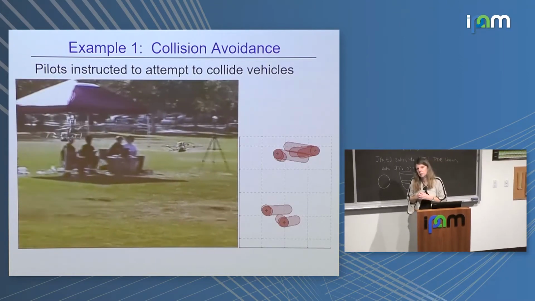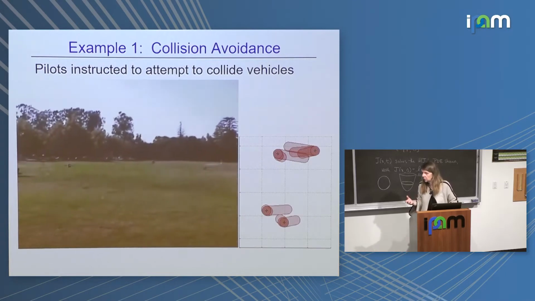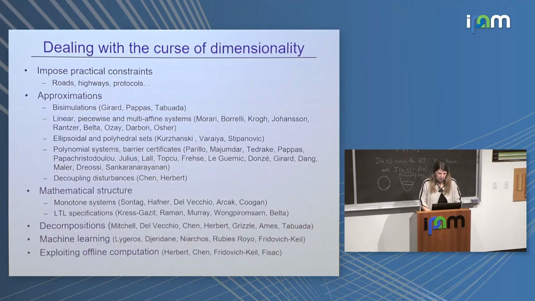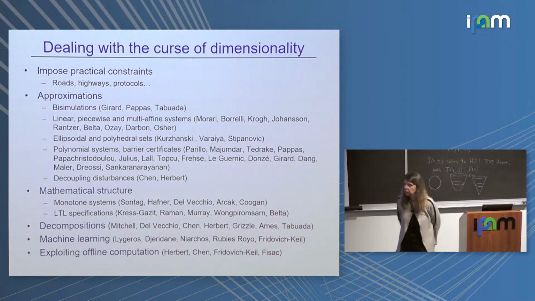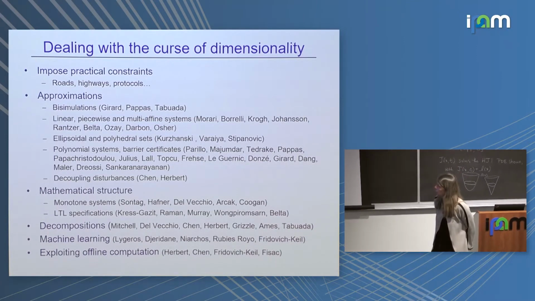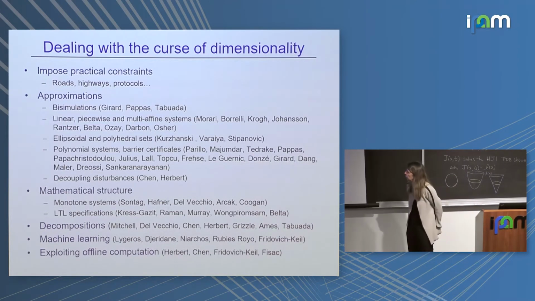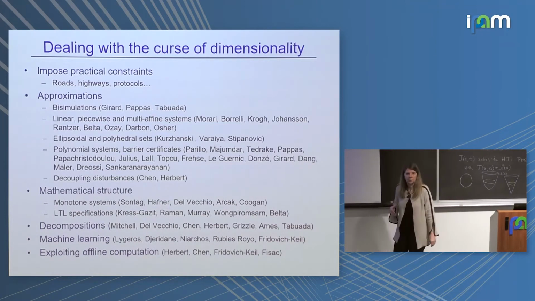But in general, this high dimensional problem, as we've talked about, as you add more and more vehicles, if you can't make this assumption, it's hard. Okay, so this brings together some of the things we've talked about already for dealing with this curse of dimensionality. The first thing is what we were just saying. You can impose practical constraints, like we have roads, highways, protocols to make sure that interactions remain between smaller numbers of vehicles. And there's quite a big community of people working on this.